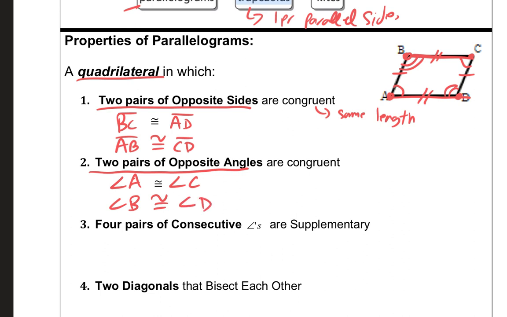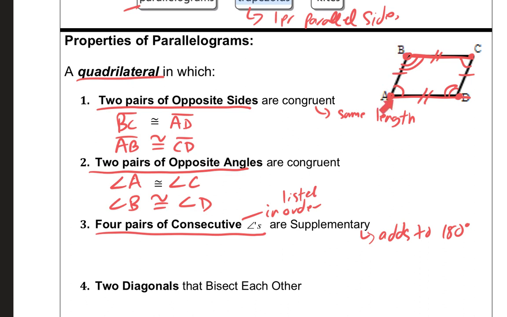All right, next. Four pairs of consecutive angles are supplementary. We know supplementary means adds to 180 degrees. And we know consecutive means listed in order. So we're going to say AB: these two angles add up to 180. So angle A plus angle B equals 180 degrees. A and B are consecutive.